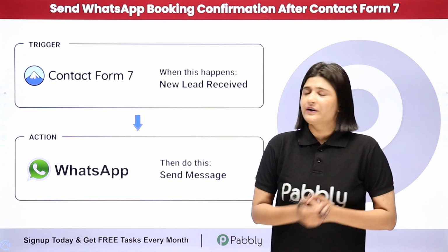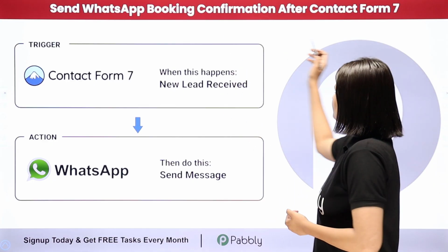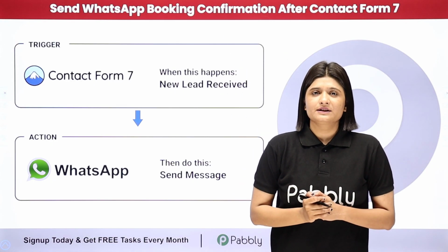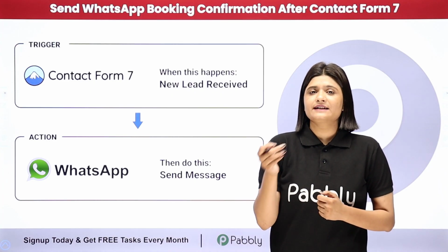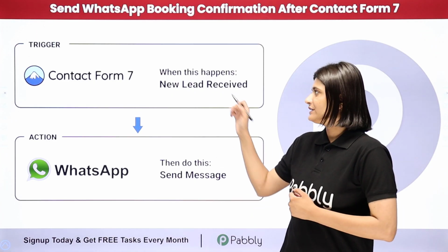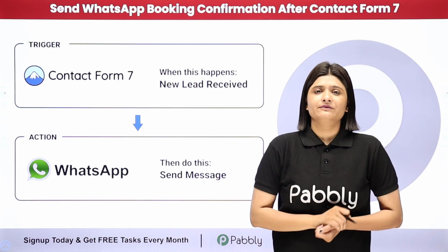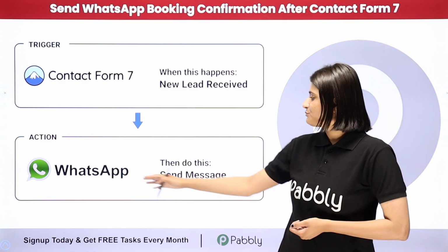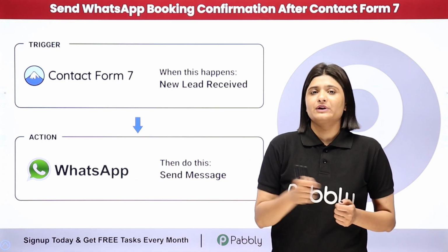In this video, we are going to learn how to send WhatsApp booking confirmation after Contact Form 7. Let's suppose I'm running a business and I'm receiving all the new leads and the new form submissions with the help of Contact Form 7. I want that whenever there is a new form submission, automatically a confirmation message should be sent with the help of this WhatsApp Cloud API.